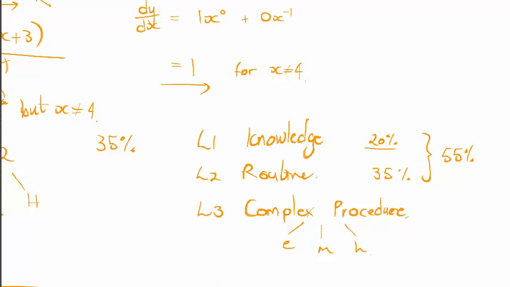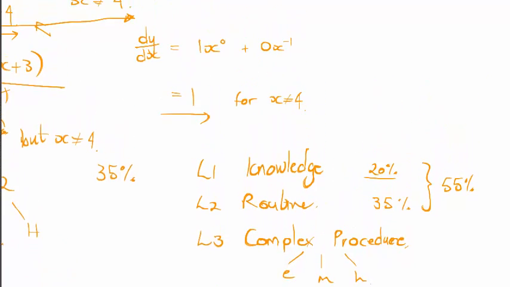So, for example, a good example of complex procedures in this topic looks like this. Find the derivative of 2x minus x squared over the square root of x.